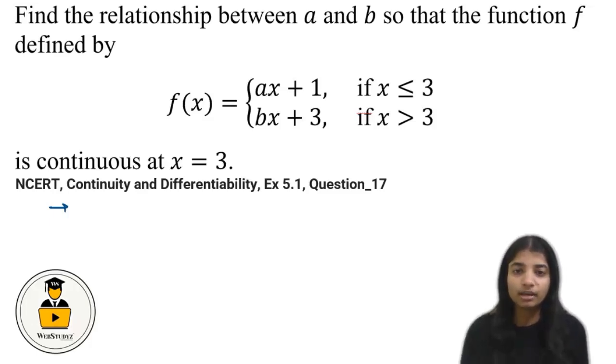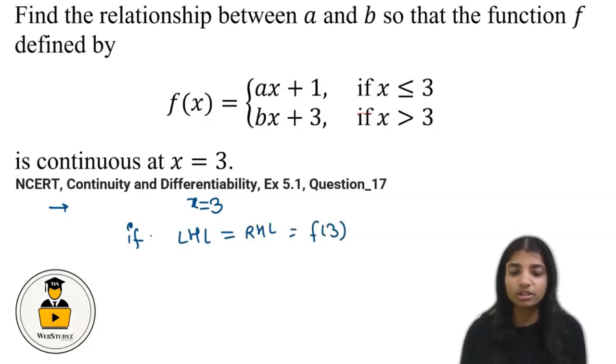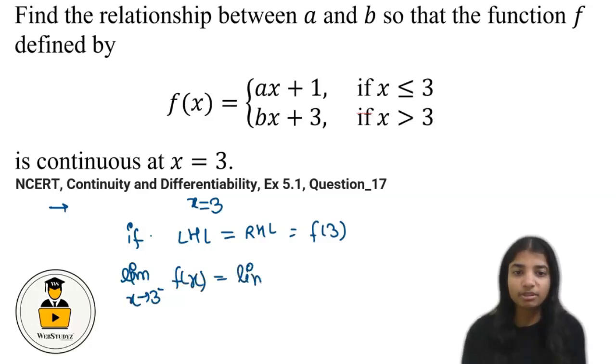So we are given that the function is continuous at x equals 3. If the function is continuous at x equals 3, it will only happen if the left hand limit is equal to the right hand limit, which is equal to the value of the function at 3. So the left hand limit is limit x tends to 3 negative f of x, and the right hand limit is limit x tends to 3 positive f of x, which must be equal to f of 3.